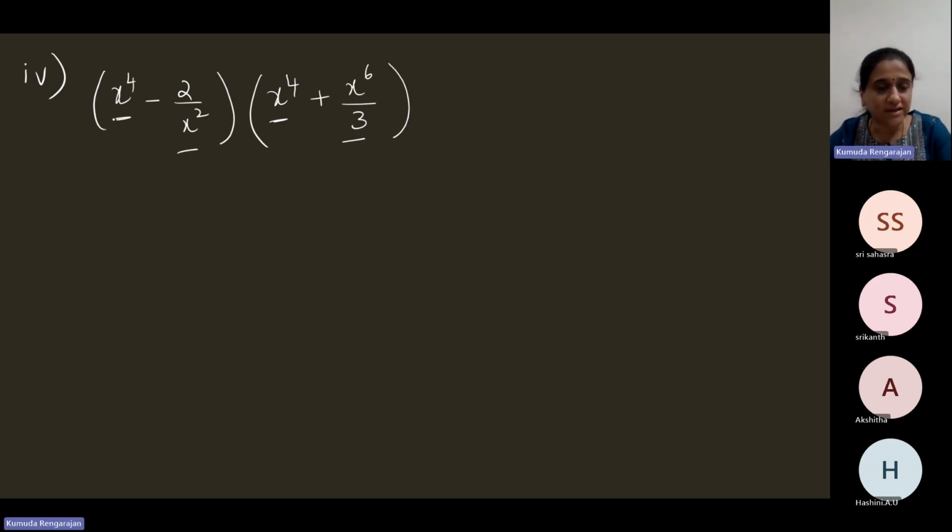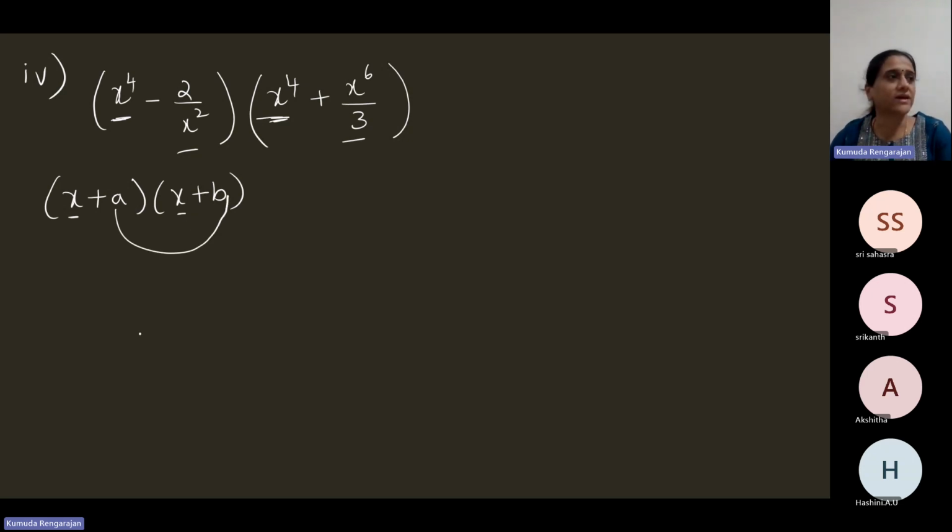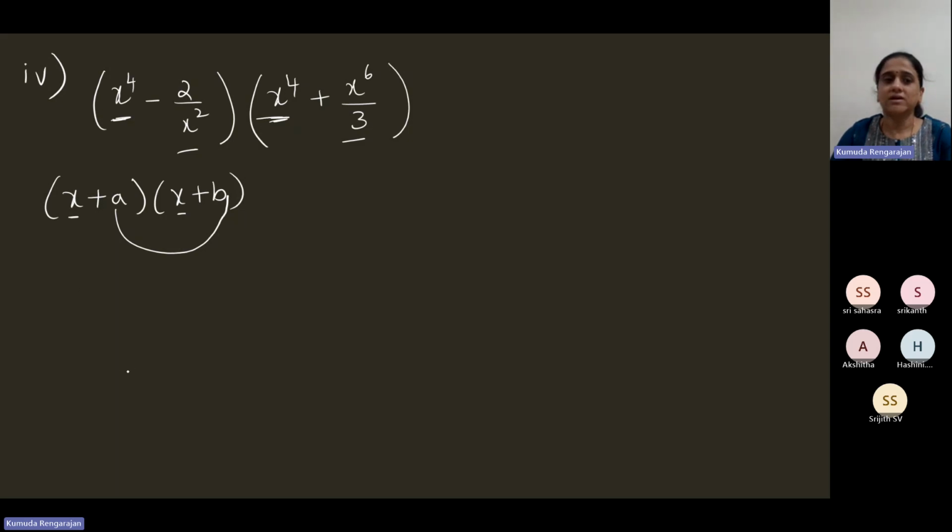The first term in both the brackets is the same, x to the power 4. The second terms are different. So we need to use the identity (x + a)(x + b), where the first term is x in both the brackets and the second terms are different, a and b. The signs can be different. So we'll take a as minus 2 by x square. If the sign does not match, we'll take a. So here a will be minus 2 by x square.